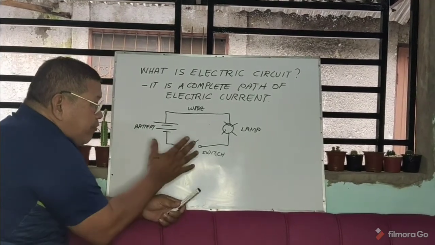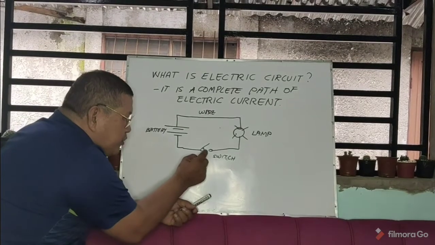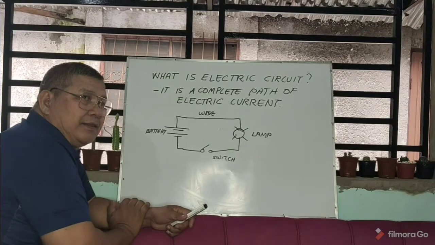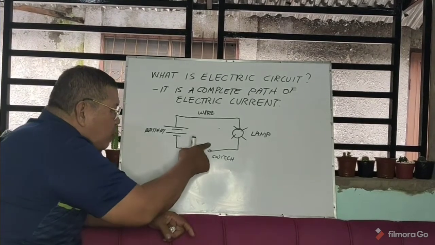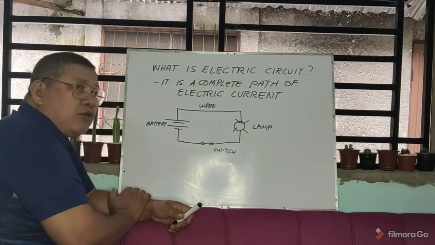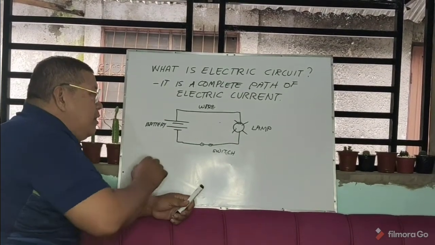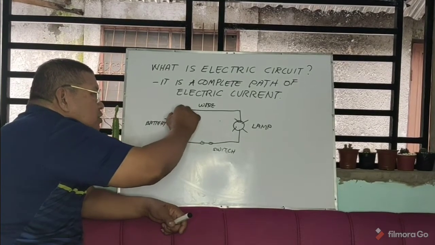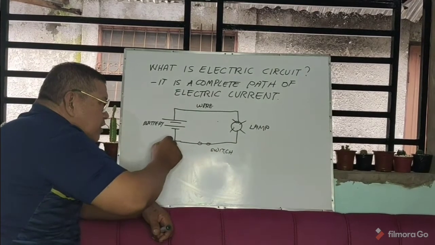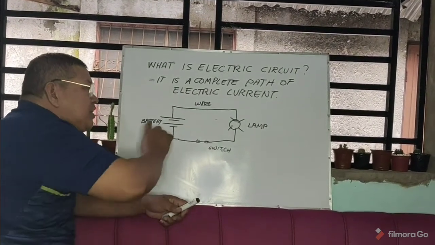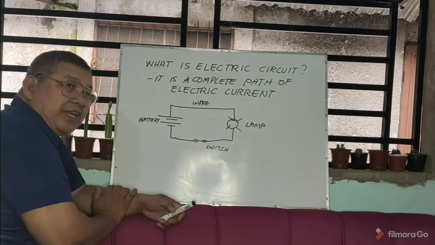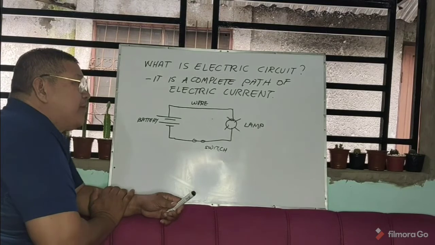So this time, if you look at the diagram, the switch is off. So this is an incomplete circuit. But if you switch on the switch, so this is already a complete circuit. Why is it a complete circuit? Because from here the current will flow going to your lamp, and then from the lamp it will pass to the switch, and then go back to your source. So this is a complete circuit. So this is already known as the electric circuit. Now, there are different parts.